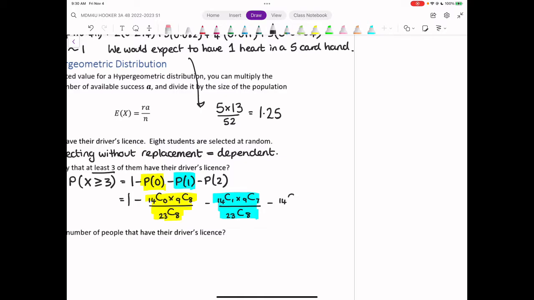We've got 14 choose 2. And then we have 9 students, and we're choosing 8 total, so that means we've got 6 going on there. And 23 choose 8. Okay, so that is P2 right there.